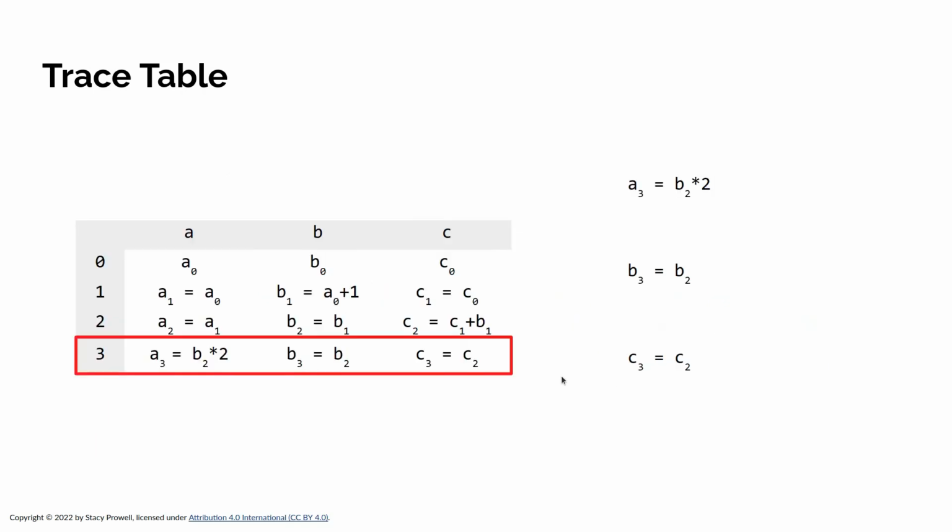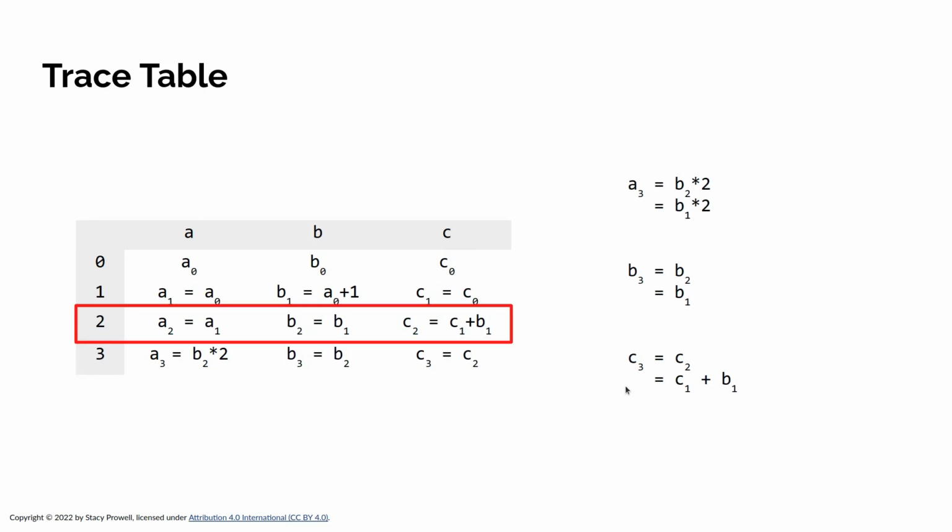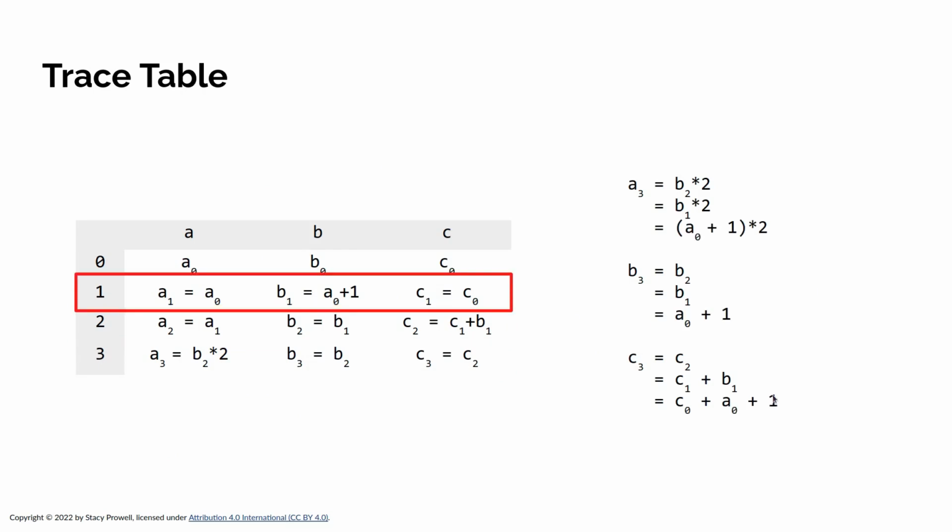If I take those final results here for A, B, and C, shown vertically over here, I can do back substitution. B2 is just B1. C2 is C1 plus B1. So I do those substitutions. B1 is A0 plus 1, and C1 is C0. So I end up with this.